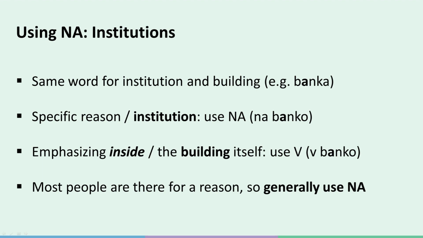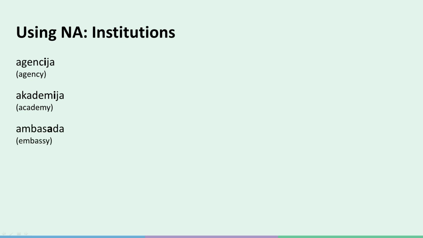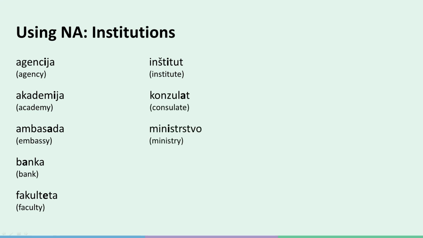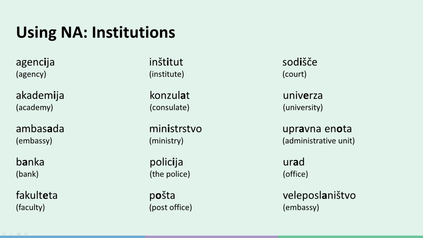Let's have a look at some examples. Agencia, Academia, Ambasada, Banka, Fakulteta, Inštitut, Konzulat, Ministrstvo, Policija, Pošta, Sodišče, Univerza, Upravna enota, Urad, Veleposlaništvo. These are the main ones.